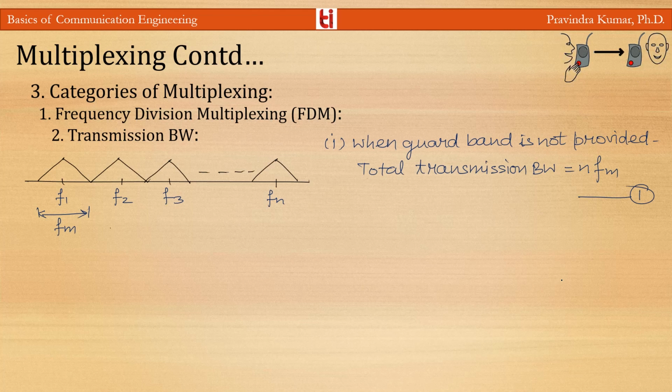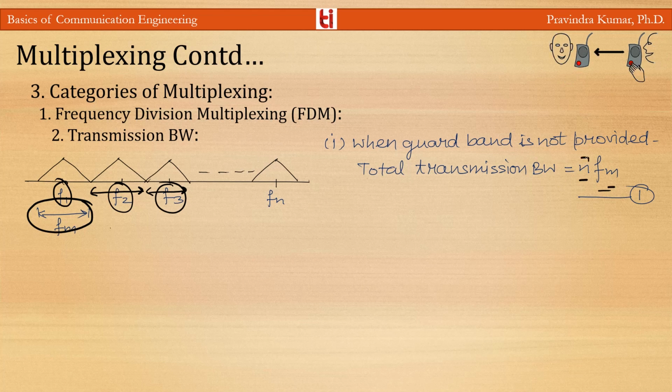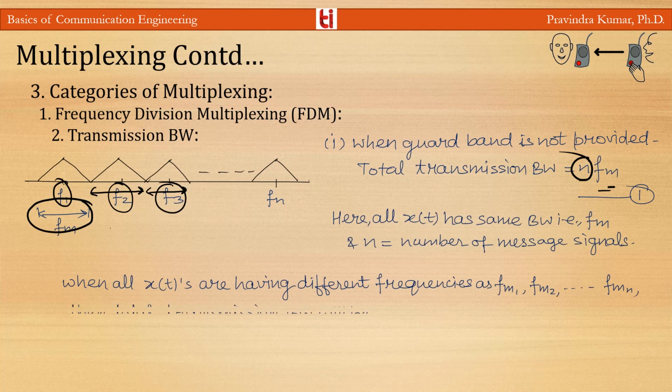Here, if each signal x(t) has the same bandwidth fm, with centered frequency f1, centered frequency f2, centered frequency f3, but the bandwidth is fm for all the signals, then the total transmission bandwidth will be n times fm, where n is the number of message signals or number of sources.